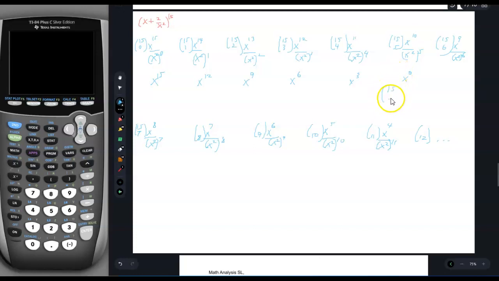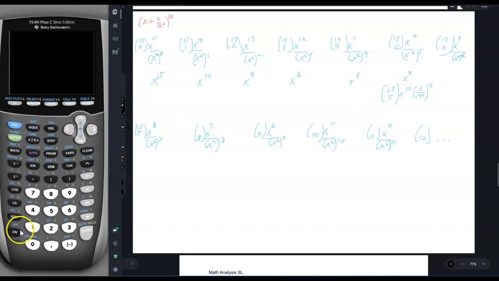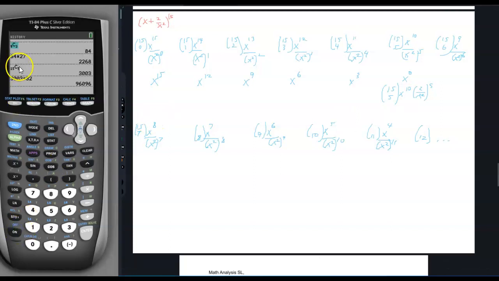So 15 chooses 5 is the Pascal's triangle coefficient. X to the 10th is the a term. The b term is 2 over x squared to the 5th, right? So now we just need to simplify a little bit. 15 chooses 5. What is that? Let's check the calculator. Oh, I already did it before. It's 3003.